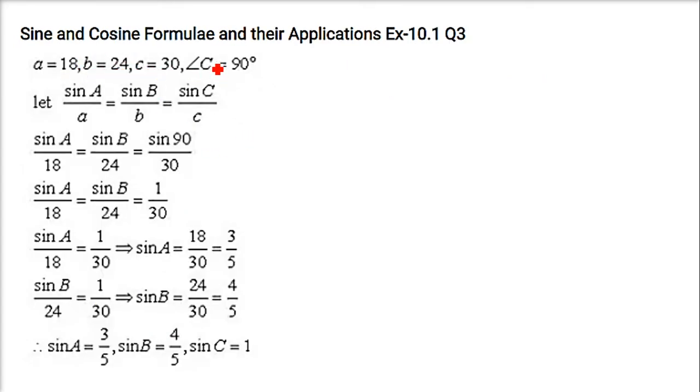Here a, b, c are given. So we have to find out sine A, sine B and sine C. So again we will use the sine formula or sine rule. So we have sides given, just put in here, and then by using one of these, say sine A will be 18 by 30, sine B will be 24 by 30. So when we have sine A, sine B, now you can use any of this formula, that is sine B by b equal to sine C by c.